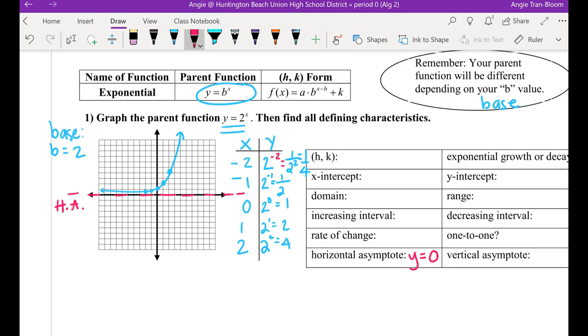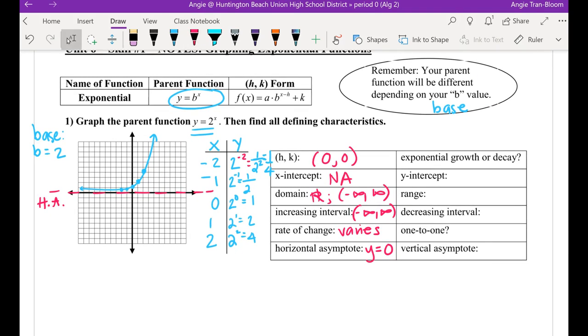Because it is a parent function, our h and k are both 0. Because we didn't move anywhere, do we have any x-intercept? None. What's the domain? All reals. Of course, you can write it as negative infinity to infinity in interval notation. Is it an increasing function or decreasing function? Increasing. How about the rate of change? Varies. In pre-calc next year, you'll learn a little bit more.